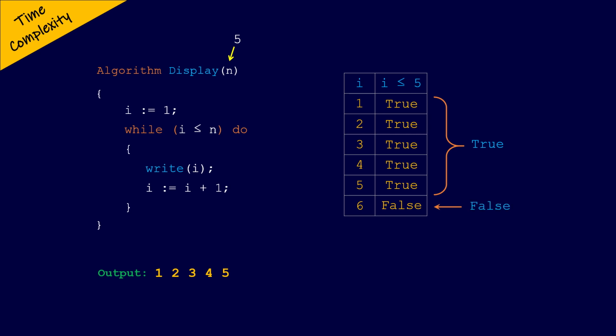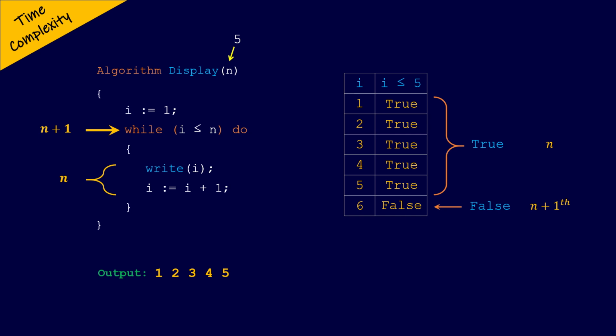Similarly, in terms of n, the statements within the while loop are executed n times, and in the n plus 1th time, the condition becomes false. This is because the while loop has to execute one more time to check the condition, which will ultimately be false to terminate the while loop. Therefore, in terms of n, we say that the while loop will execute for n plus 1 times, and the statements within the while loop will execute for n times.